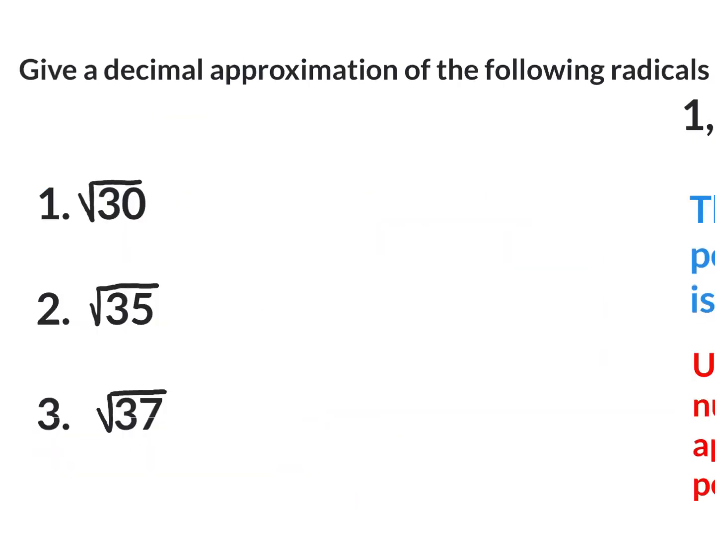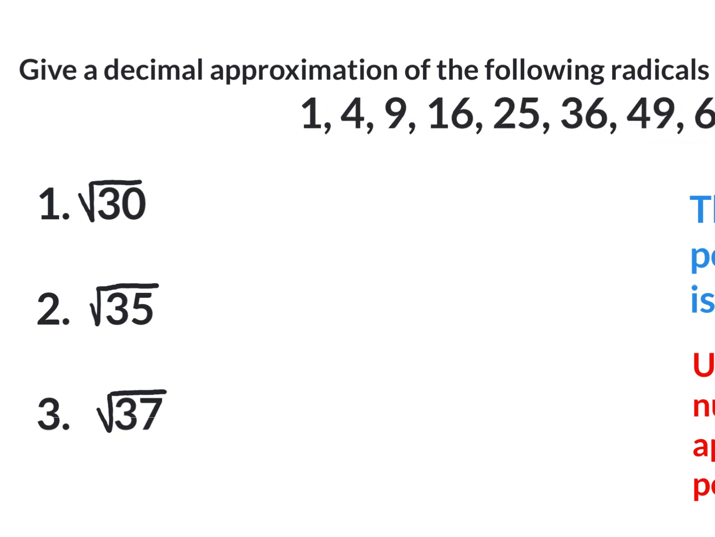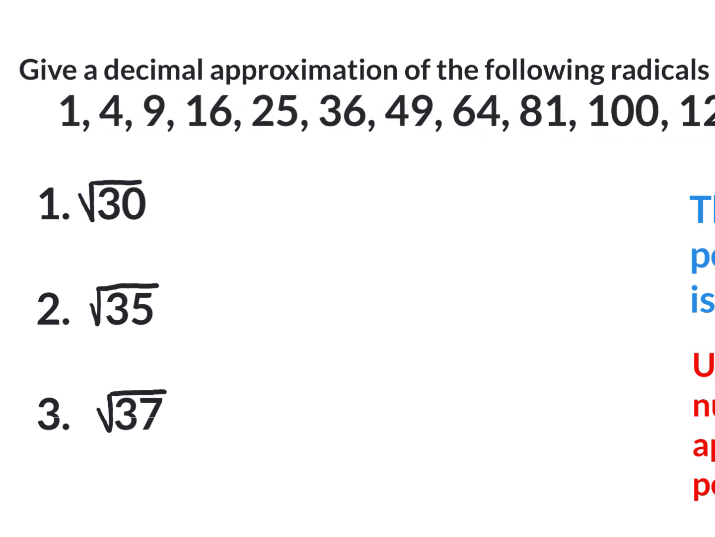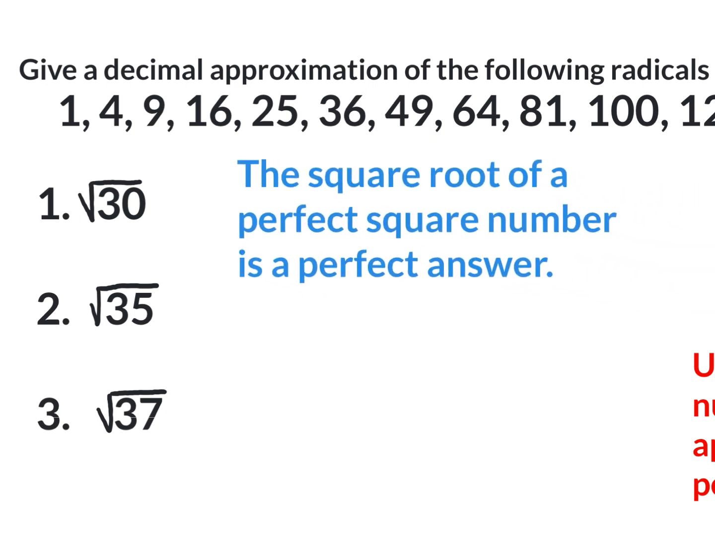We are finally to the last part of our video, giving a decimal approximation of the following radicals. In order to be good at this, I recommend creating a perfect square number list. Just simply think 1 times 1 is 1, 2 times 2 is 4, 3 times 3, 4 times 4, and you create this list as far as you need to go. Now from here, we need to recognize this truth that the square root of a perfect square number is a perfect answer. The square root of 49 is 7. The square root of 81 is 9. The square root of 4 is 2, right? If you take the square root of any of these perfect square numbers, you're going to get a perfect answer, a nice, beautiful, natural number.